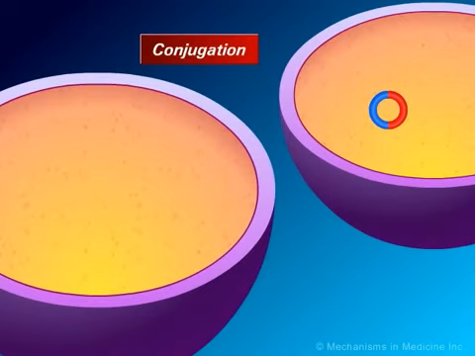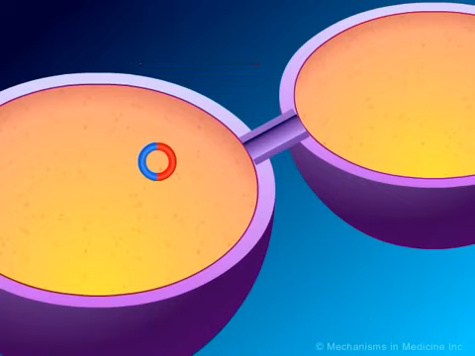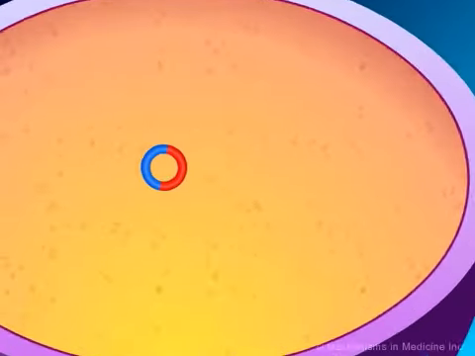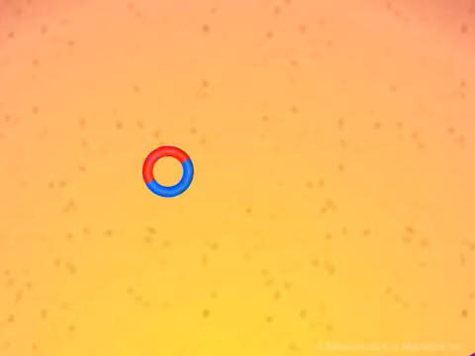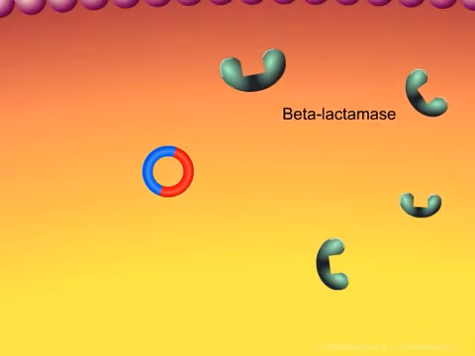Bacteria are capable of passing these resistance plasmids to each other by conjugation. When two bacteria come into close contact with each other, a small channel is created between them, which allows one of the bacteria to pass a copy of the resistance plasmid to the other. If the plasmid is transcribed and translated, the bacteria will begin to produce inactivating enzymes. These enzymes, capable of destroying beta-lactam antibiotics, are known as Beta-Lactamases.